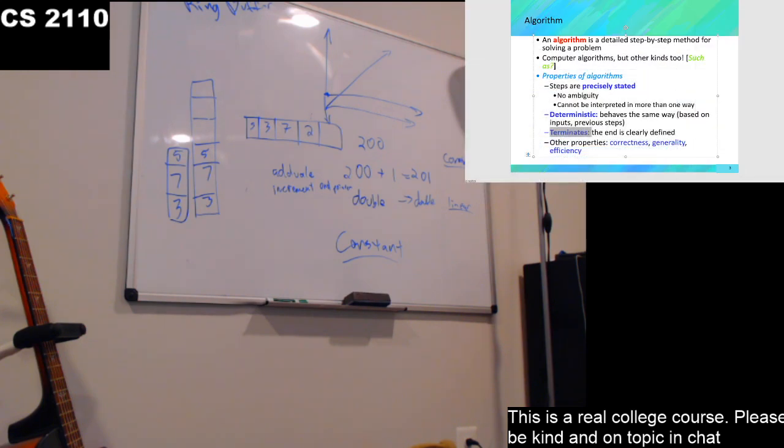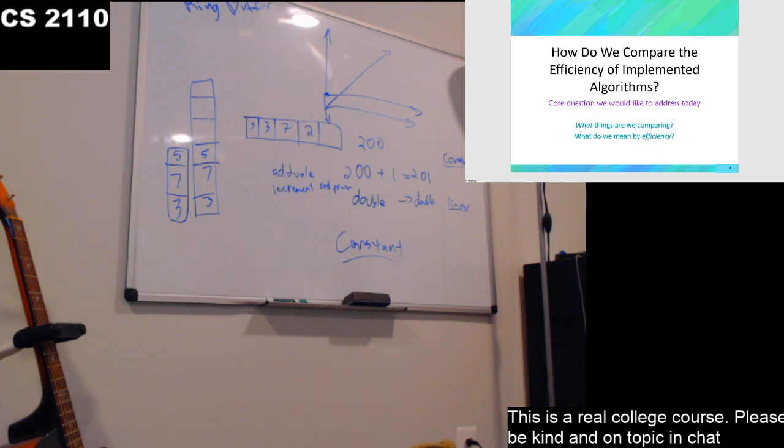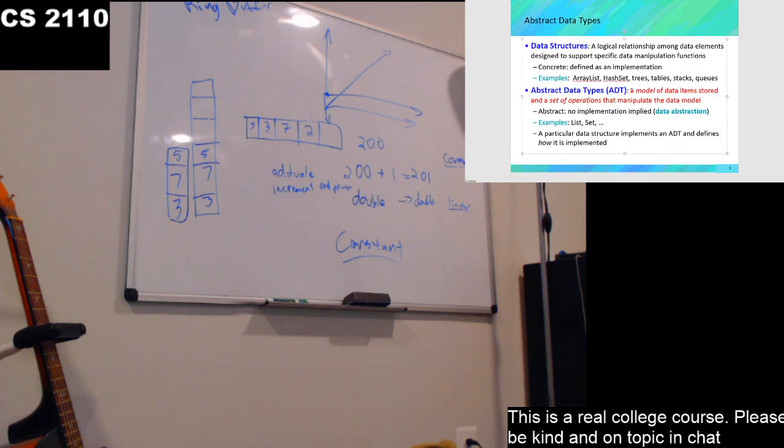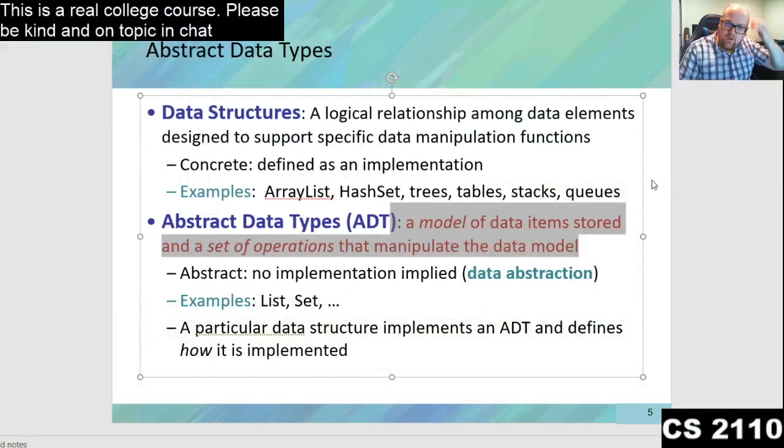So how do we compare algorithm efficiency? Well, we compare it by comparing data structures. We don't compare abstract data structures. I don't compare adding to a list to adding to a set because they have different purposes, and also a list and a set are not implementations. I can compare an array list to a hash set for operations they share in common, but I can't compare array lists and hash sets on things they don't have in common.